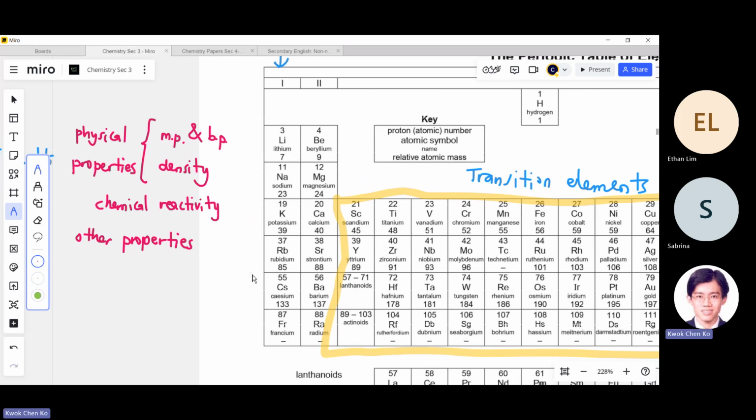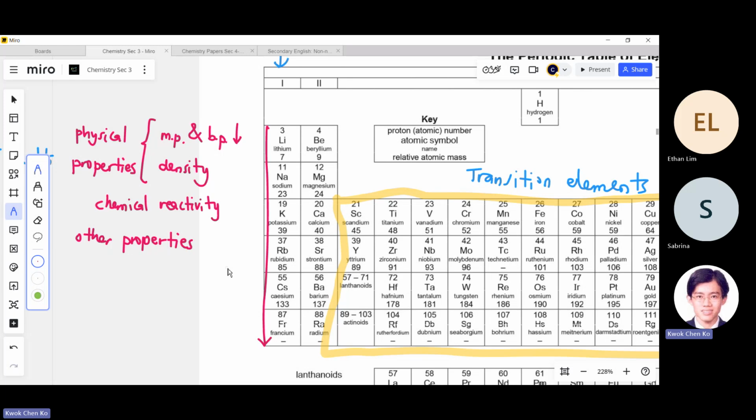Okay, Sabrina, tell me, for group 1, how do MP and BP change downwards? Down the group, the MP and BP decrease. Okay. Guys, I always work down the group. Okay, let's keep the context. So from lithium to sodium to potassium, MP, BP decrease. No need to know the reason. That one is not for O levels.